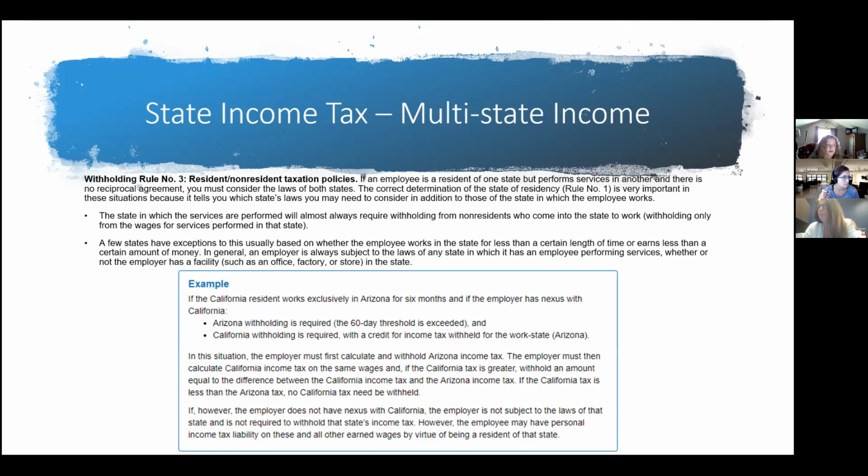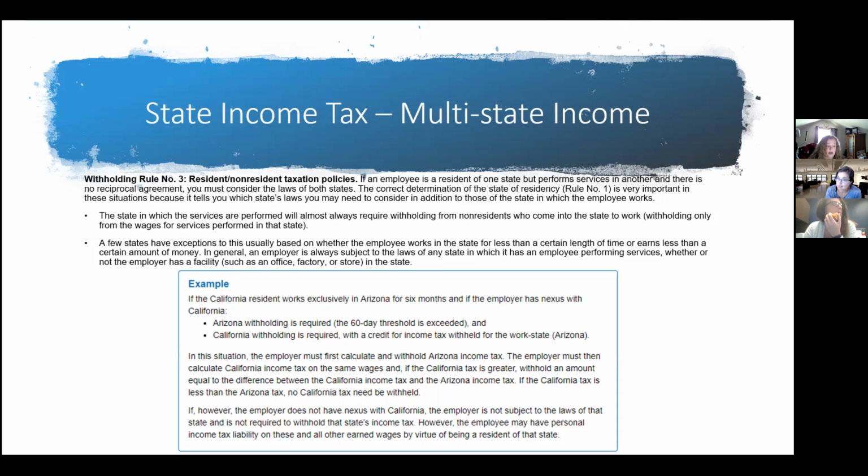So in that situation, the employer must first calculate and withhold Arizona income tax. The employer must then calculate California income tax on the same wages. And if the California tax is greater, they must then withhold the amount equal to the difference between the California tax and the Arizona income tax. So they have to withhold that extra amount and send it to California. If the California tax is less than the Arizona tax, then they don't have to send anything to California because the tax that they paid in Arizona exceeded what they would have paid had they been in California.